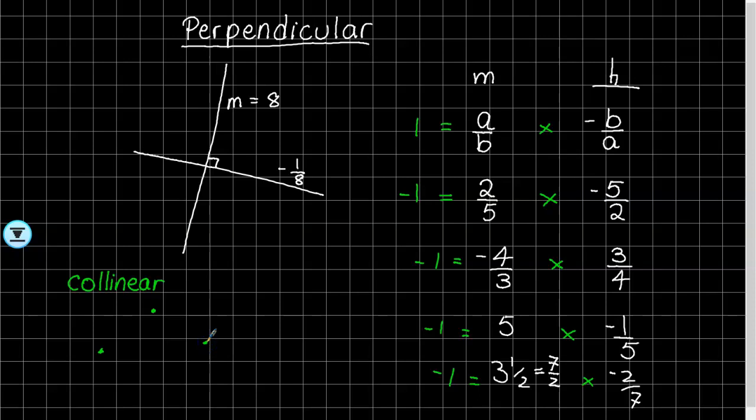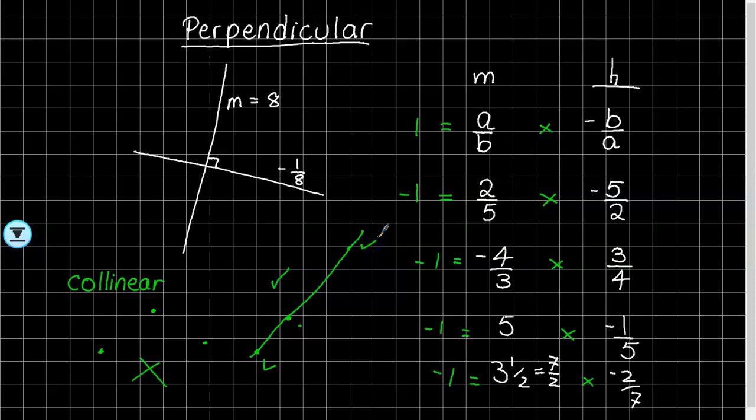I should make them a different colour. So not collinear. These points are collinear. They're all on the same line. Now, if they're all on the same line, and maybe I only have part of this point, and I have this point.